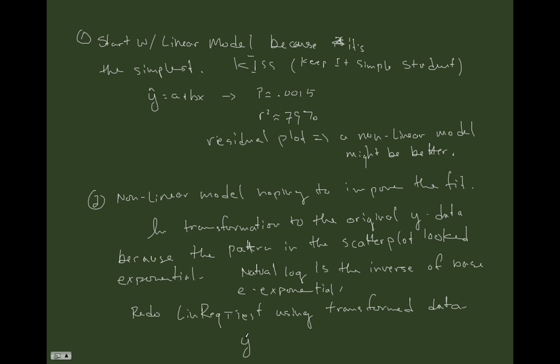The actual model was y hat equals a e to the bx. We found the p-value to be smaller, and we found r squared to be quite a bit bigger. And so this is telling us we've improved the model, and we'll abandon the linear model and use the improved model for our predictions.